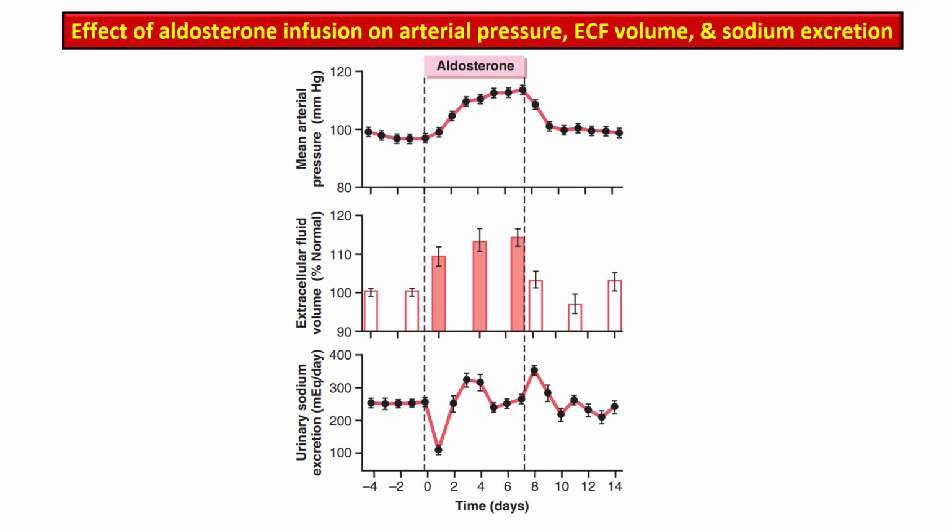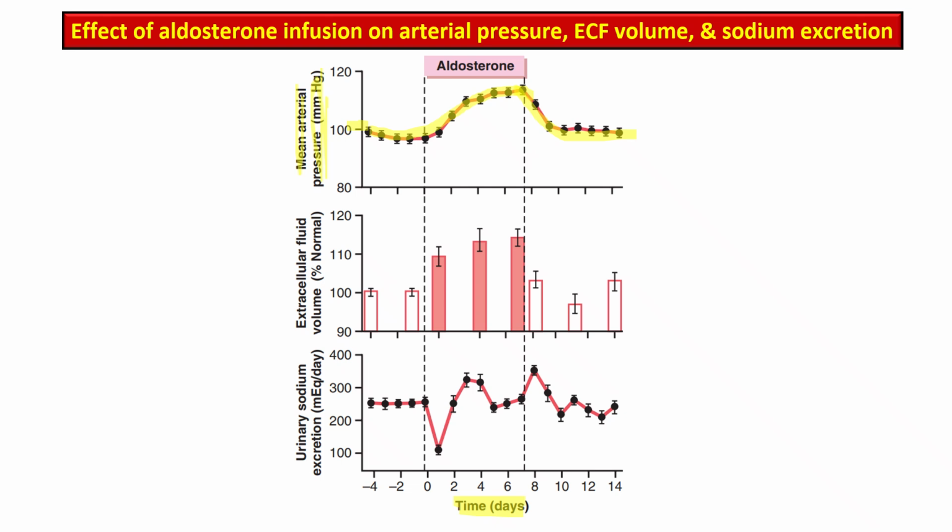So this graph is showing the effect of aldosterone infusion on arterial pressure, extracellular fluid volume, and sodium excretion. On the x-axis, time in days is given, while in the upper graph, on the y-axis, mean arterial pressure in millimeters of mercury is given. Before aldosterone, 100 mmHg mean arterial pressure is there, and with aldosterone it increases steadily to 115 mmHg. After stopping aldosterone, it returns toward baseline. So how do we interpret this? That aldosterone raises the blood pressure due to sodium and water retention.